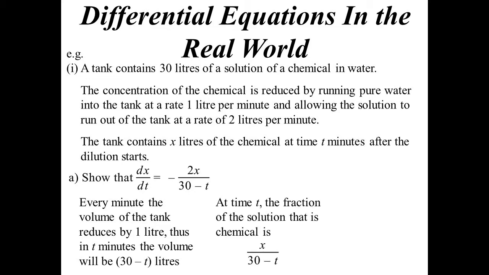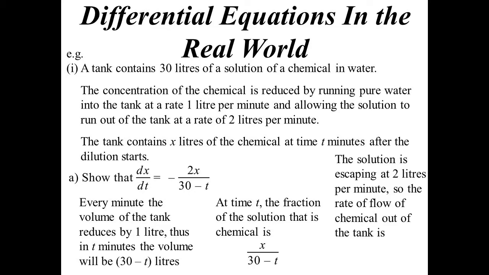Now, at any point in time, the fraction of solution that is the chemical will be x, because x represents the number of litres at time t, divided by 30 minus t. So x out of the number of litres we have in the tank. We know the solution is escaping at 2 litres per minute, so the rate of flow will be 2 times that rate, but it's decreasing, so we know it's negative. So we end up with our rate of negative 2x on 30 minus t.